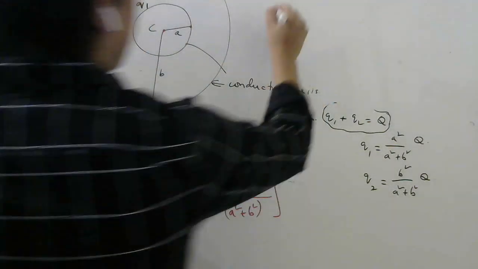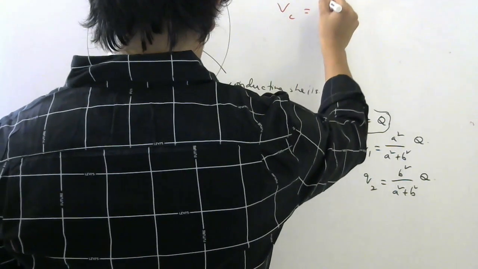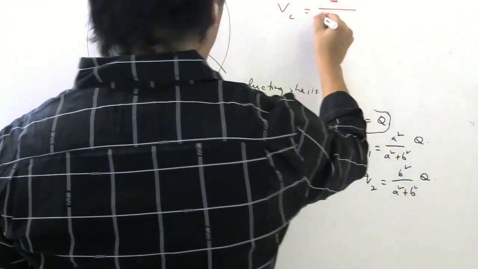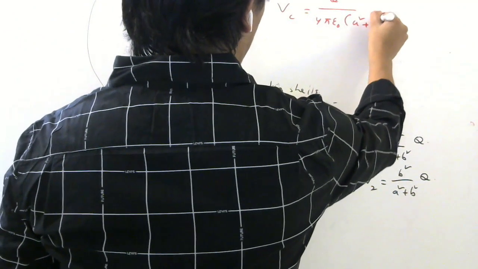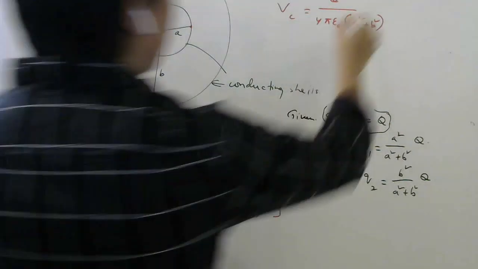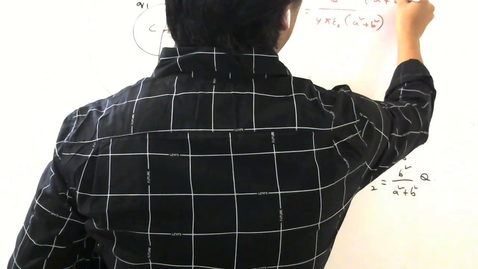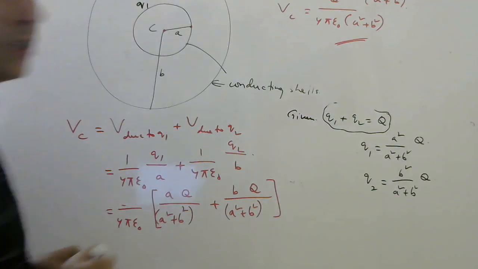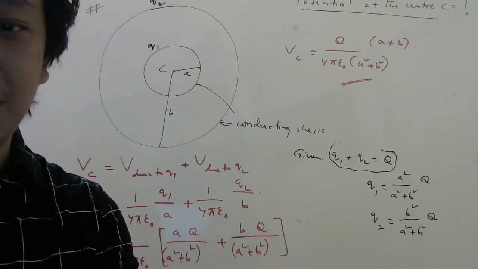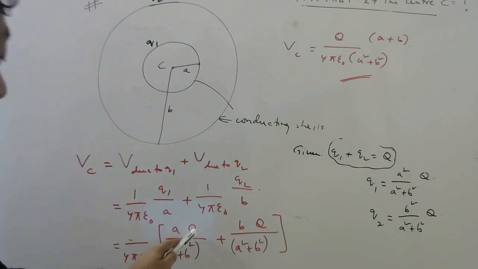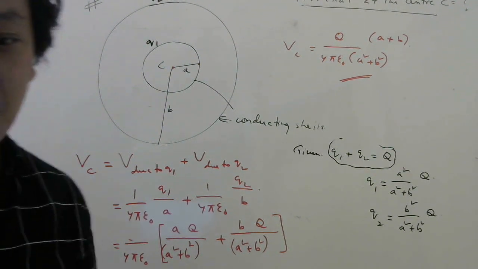So potential at the center will be equal to q is common, 4 pi epsilon naught is common, a square plus b square is also common, and what is left? A plus b. So that would be the potential at the center. Okay, I have taken capital Q common, a square plus b square common.